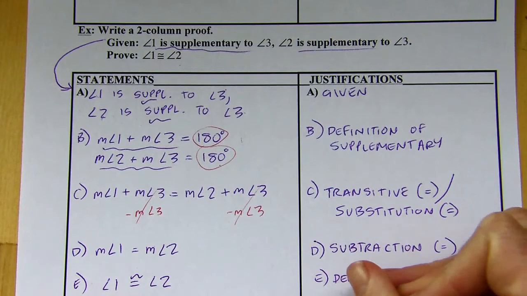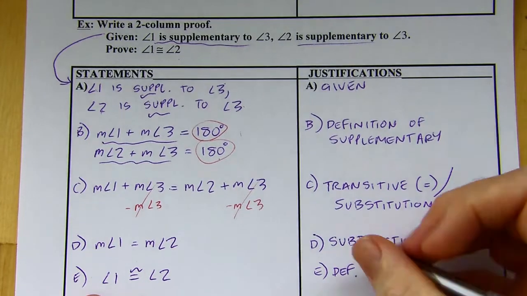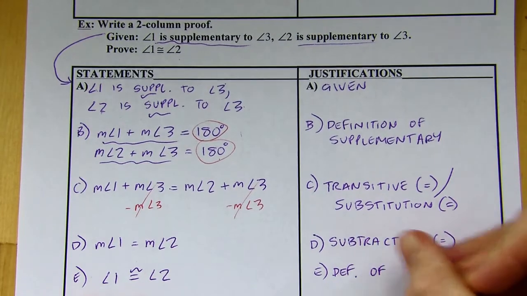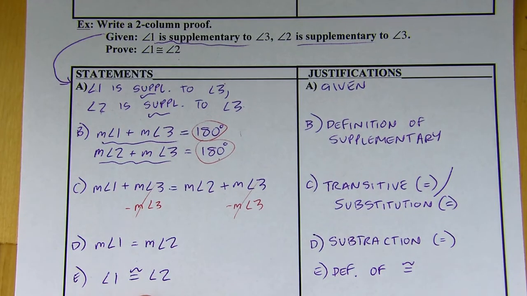A lot of times for definition, I'll just put DEF. And a lot of times for congruence, I'll just write this. If you want to write out definition of congruence, go for it, but that's how I'm going to write that a lot of the time. Okay, all right, on to page 2. Got some more proofs. Two more.